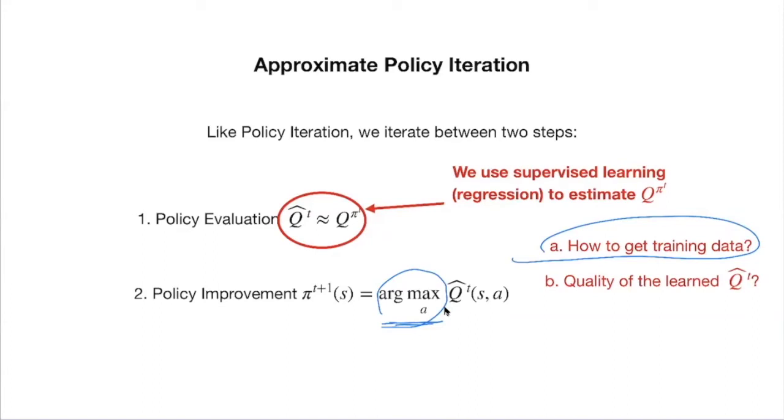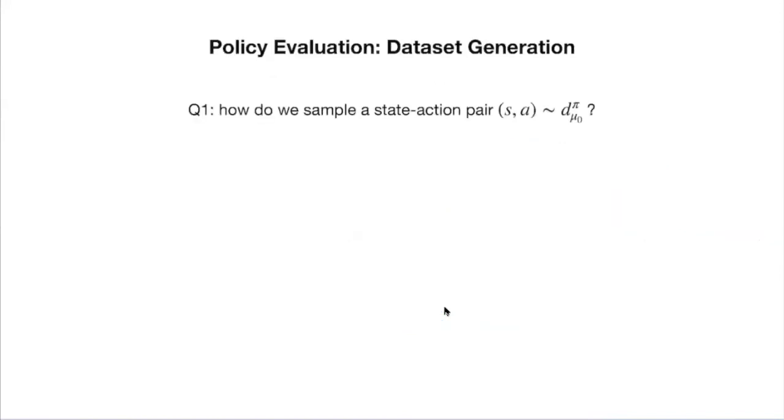Right? So if you have continuous action space, you can discretize it, then you enumerate, for instance. All right, so let's talk about how we get training data for running some supervised learning algorithm. So the first question that we want to ask ourselves is, how can we actually get a state action pair, SA, from this distribution? So while you think about this question, let me just rewrite the notation of this distribution.